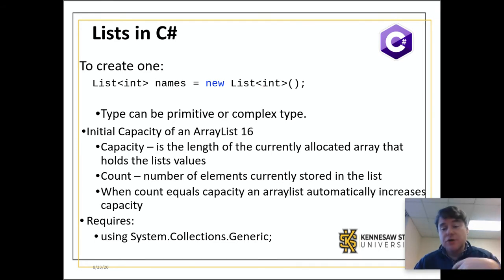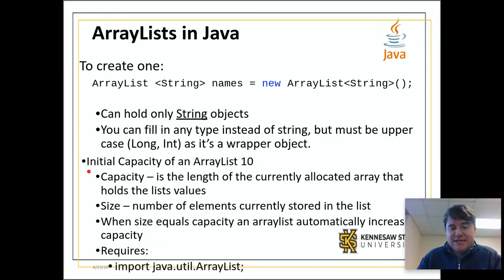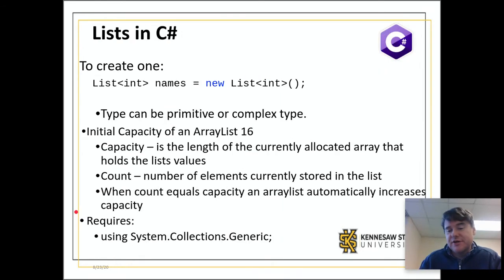Once you've defined that, you can only put that type into that array list. But you can have other array lists. You can have an array list of integers and also an array list of longs if that's what you need. All right, the capacity here starts off as 16. Again, you probably don't care. You're probably going to use Count, and that's distinct from size over here. It was Size in Java, it's Count in C#.